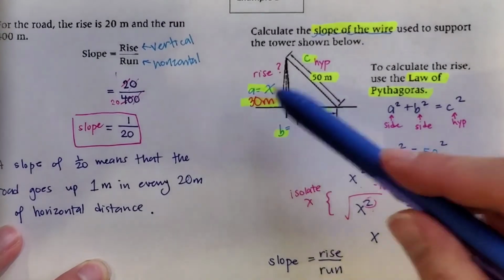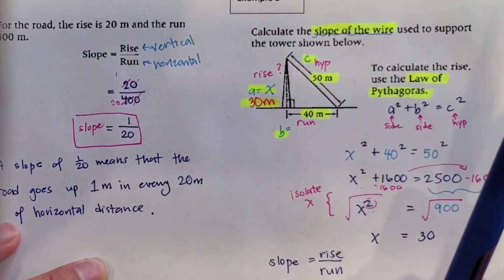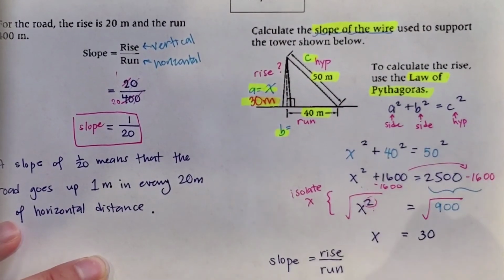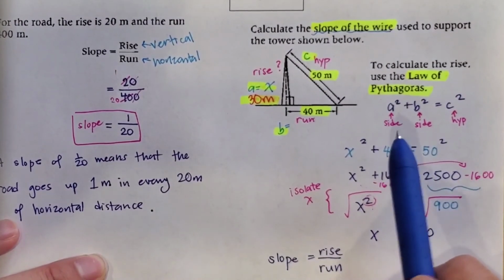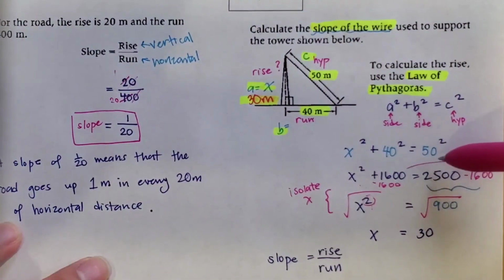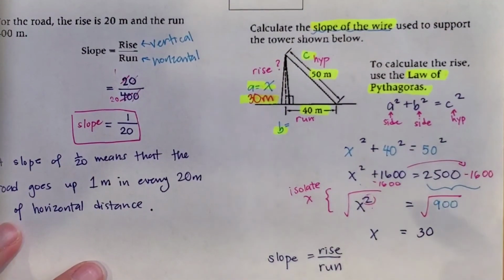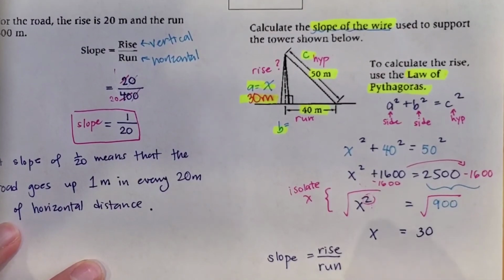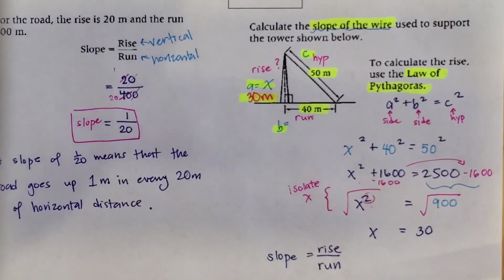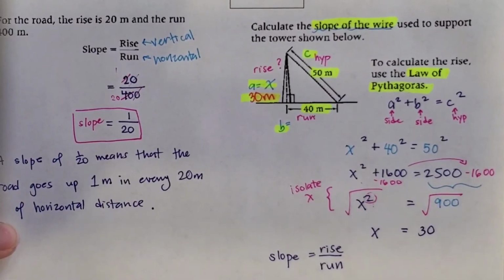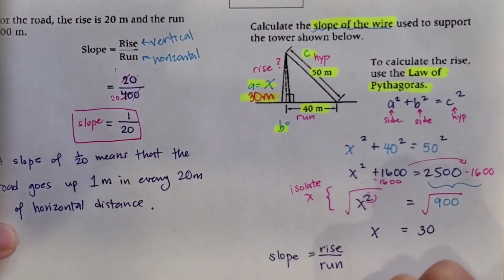So our rise is 30 and our run is 40. So notice I didn't use a 50 there, but I did need to use it for the Pythagorean theorem to find the rise. So I have slope, and my final answer will be 3 over 4. Okay, because you can divide both of these by 10. Okay, so I'm going to circle this because this is my final answer.